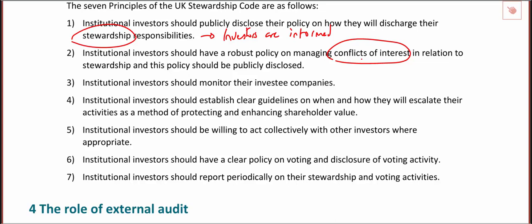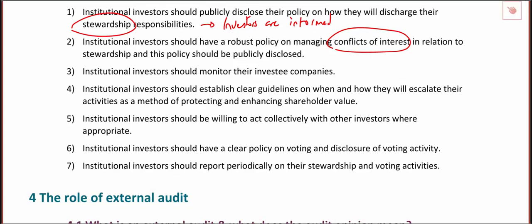Number 3, institutional investors should monitor their investee companies. And this one sounds almost obvious. Absolutely. If I were to invest my money in a pension fund, I would expect the person investing my money on my behalf, buying shares in businesses, to monitor how well that investment is doing. So absolutely, there has to be some sort of performance measurement.